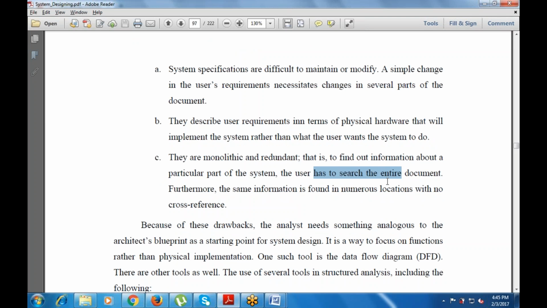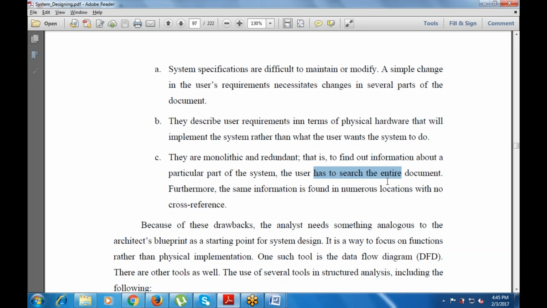And because of these drawbacks, the analyst needs something analogous to the architect's blueprint as a starting point, as we can say the main point for the system design. It is a way to focus attention on the logical rather than the physical implementation. One such tool that is available is the DFD, the data flow diagram.